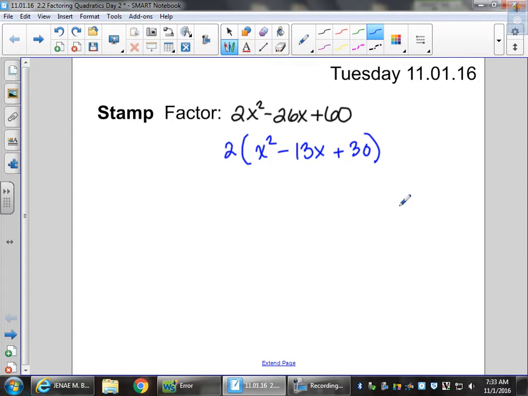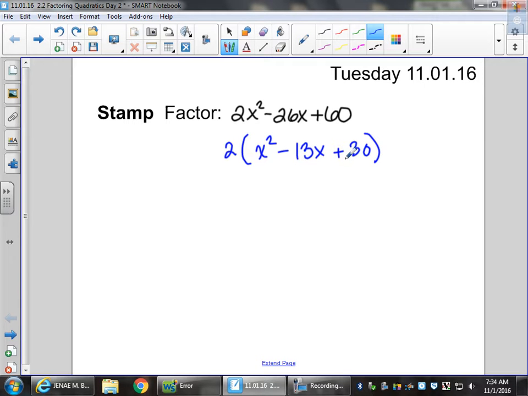So can someone fill us in on that mental conversation we're going to have right now on how we approach factoring this? What are we going to say? Winta? Find the GCF, the factors of 30 that would equal 13. Good job. Factors of 30 that will add to 13. Now, because this is a positive 30, what are my sign options?